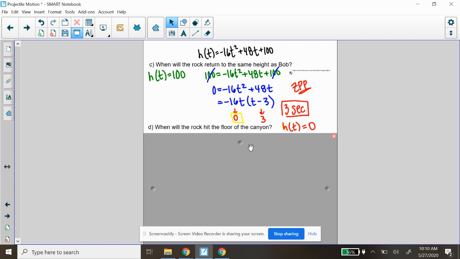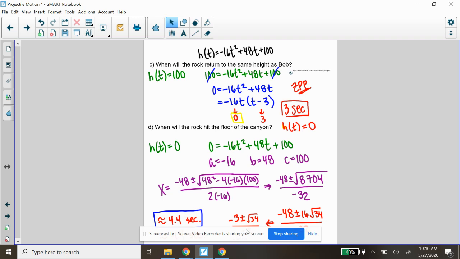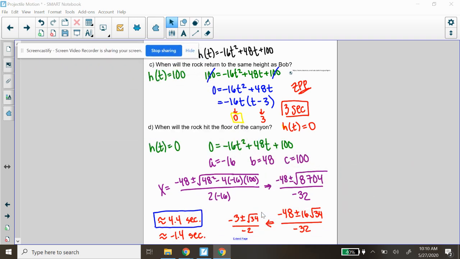All right, the next question says, when will the rock hit the floor of the canyon? So h of t now is going to equal 0, because I want its height to be 0. When I plug this in, it's going to look like this. I'm hoping you recognize that we're going to need to use our quadratic formula. Now the quadratic formula gets quite fancy here, and we end up with a radical that needs to be simplified. This red answer here is our most simplified answer. But what I've done is I've converted it into a decimal so that it can make the most sense to us. We have two answers, a negative answer and a positive answer.